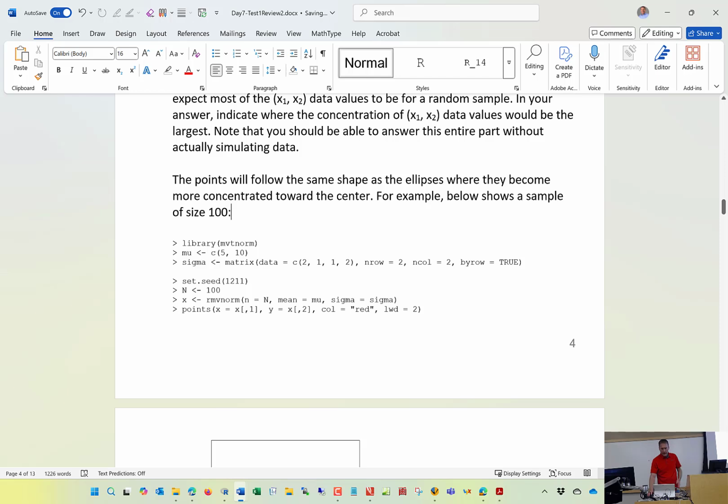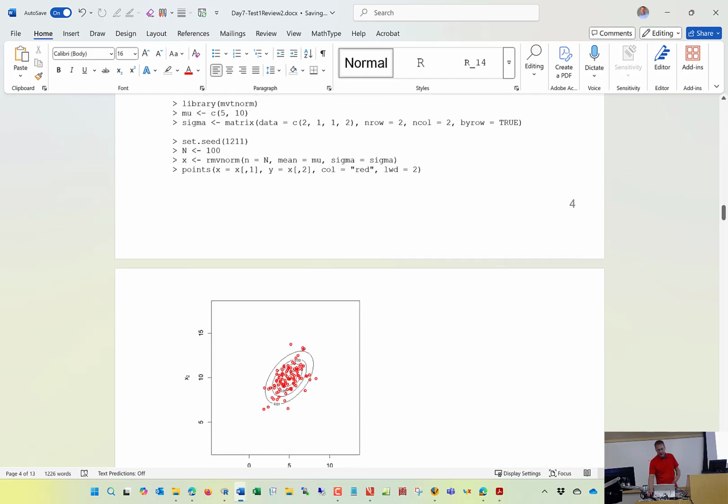Now, a longer way to do it, which I actually also included in my answer key, was that I actually went ahead and did it. It wasn't needed. Notice that would probably take me more time, but one could do it.